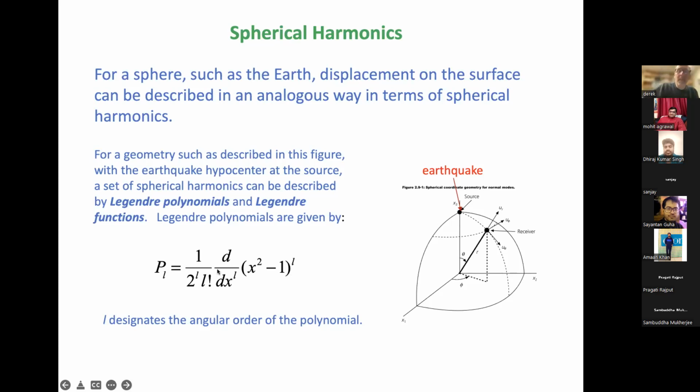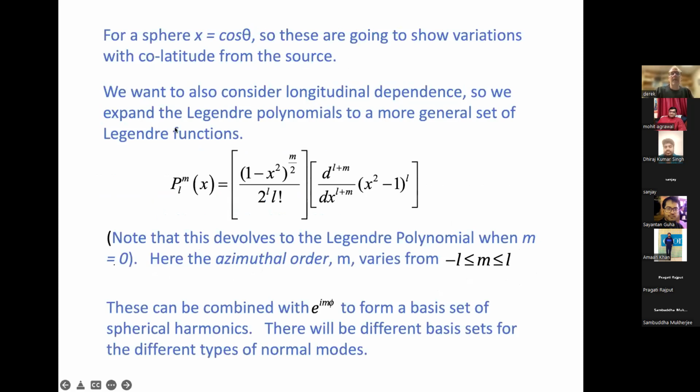All right, so Legendre polynomials are given by P sub L equals 1 over 2 to the L power times L factorial times d to the L over dx to the L of (x squared minus 1) to the L power, where L designates the angular order of the polynomial. So L is going to be an integer value. Now for a sphere, we are going to replace x by cosine of theta. So these are going to vary with co-latitude from the source.